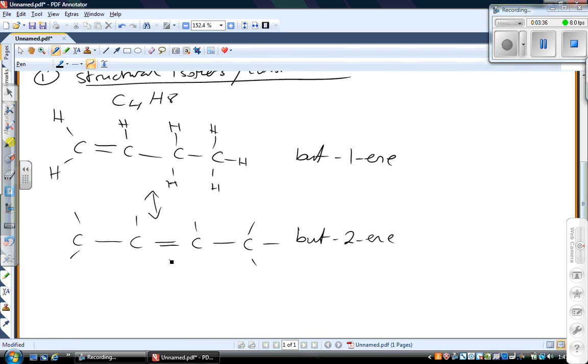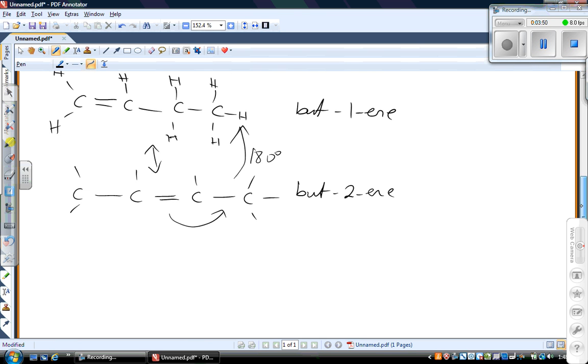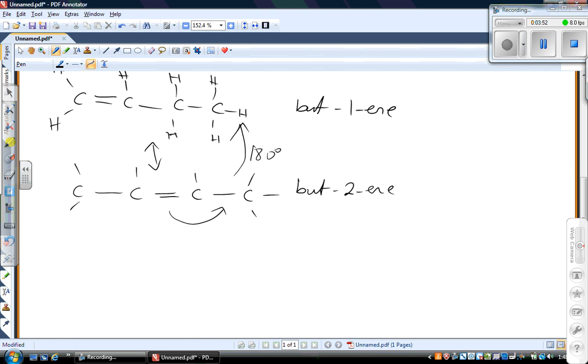If you continue and move that double bond onto that position, well then that is the exact same as this molecule up here. It's just been rotated 180 degrees in the plane of the page. So just be aware of that. Those two are the same. So but-1-ene and but-2-ene are 2 isomers.